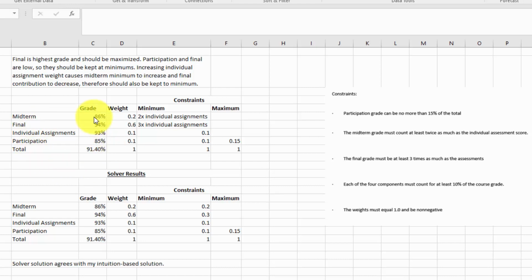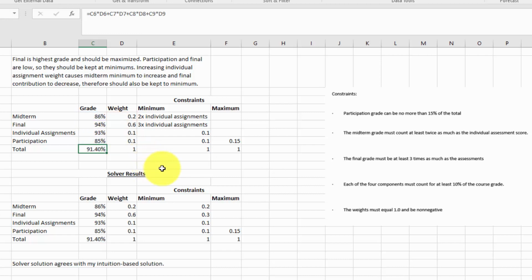The grade that this person was given on the various components: 86%, 94%, 93%, 85%. And the question is to come up with weights that we multiply times these grades to give us the best total grade. And if I double click there, you can see how this model is set up, that this total is equal to each of these grades times its weight. That's just what that is saying there.